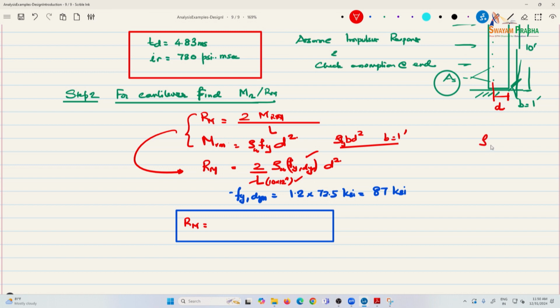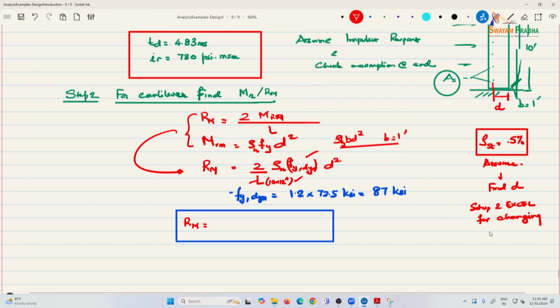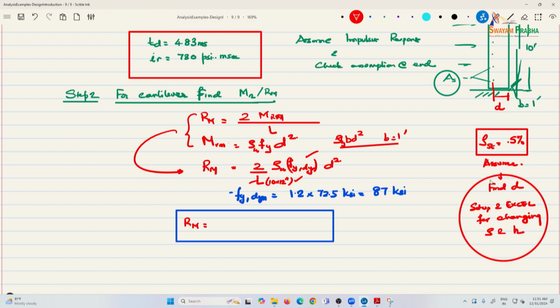this is the percentage of steel. So let's assume this to be 0.5%. There are two variables, rho and d. It's hard to work with both at the same time. So we can assume rho and find d, or you can set up an Excel sheet or whatever you use for changing. You can use this procedure for changing rho and h and finding h. So you can use an iterative procedure.